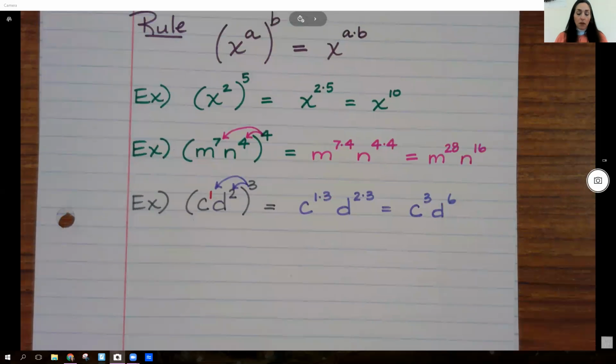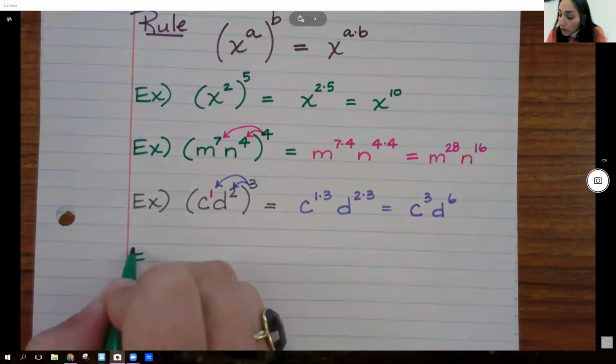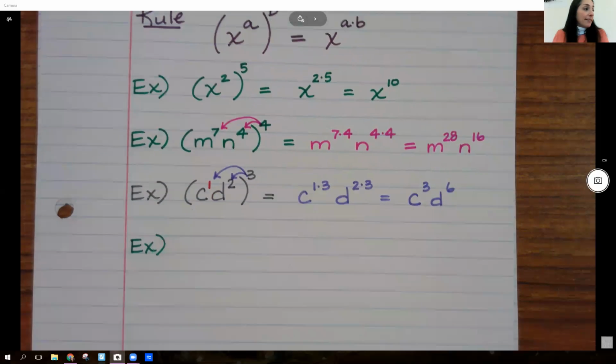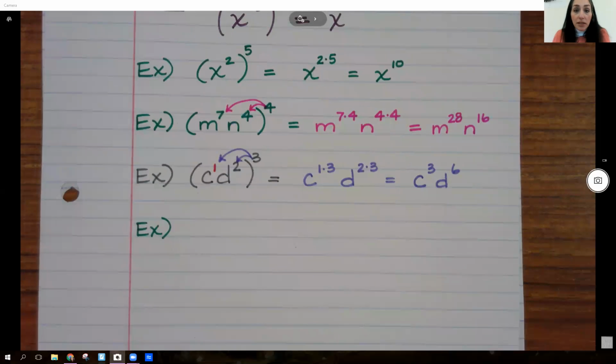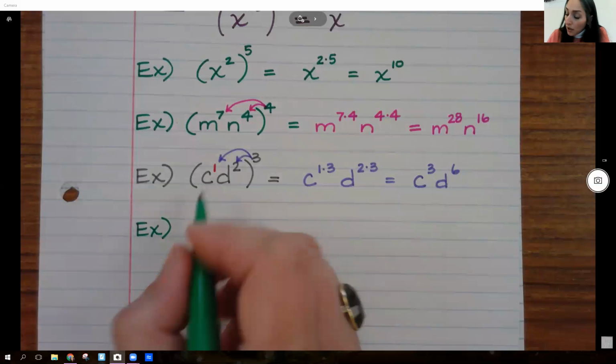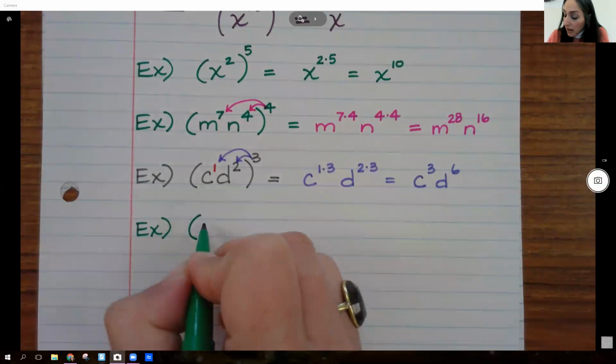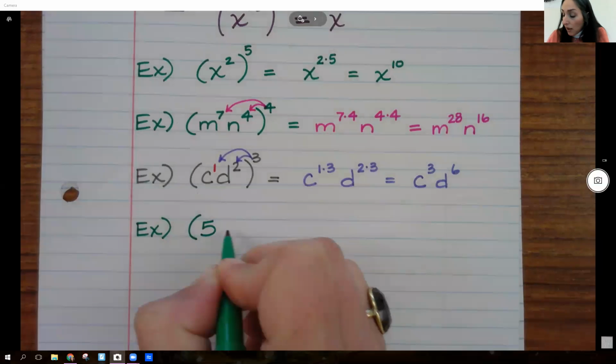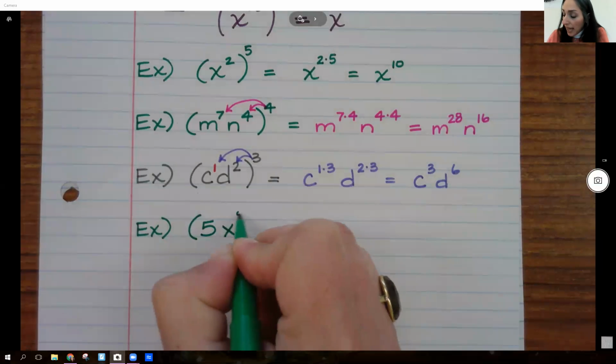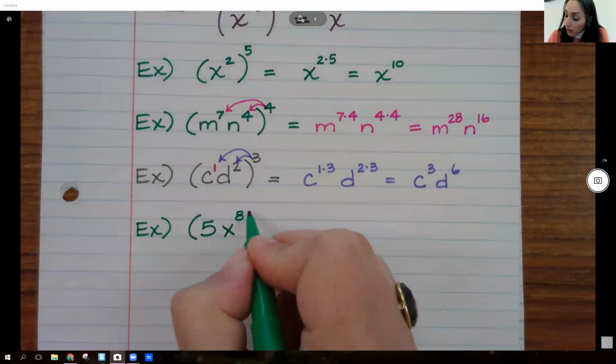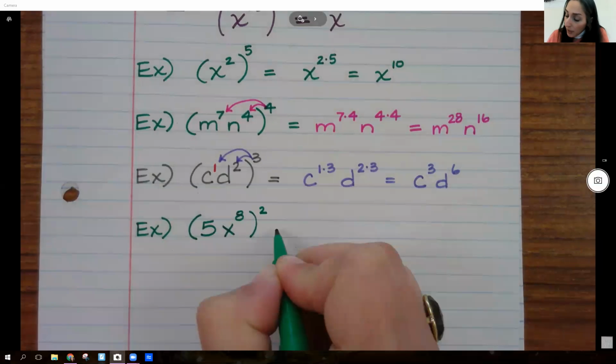Okay, so now let's put the ones that have some coefficients in there because you'll see that on your homework and on tests. You're going to see some numbers in there with the variables. So let's try something like this. 5x to the 8th, all of that raised to the 2nd power.